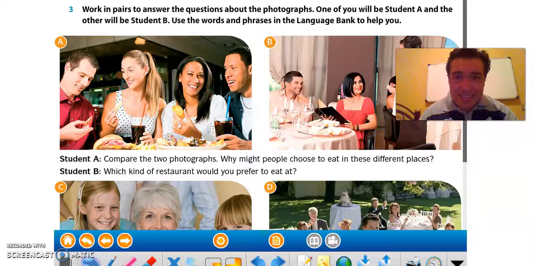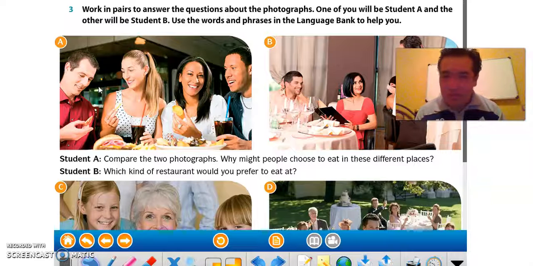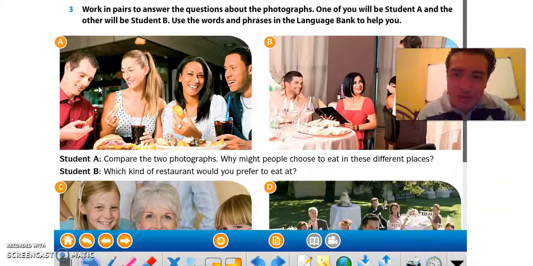And well, let's see. In the first, we have the picture A and the picture B. We can see the situation. The people in both pictures are eating and having fun and so on. So, what expressions can we use in order to describe this picture? Let me see.